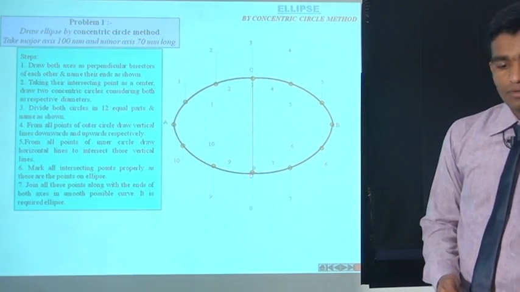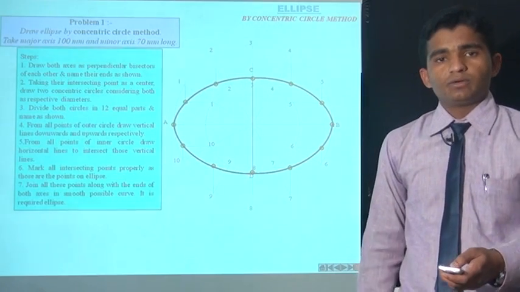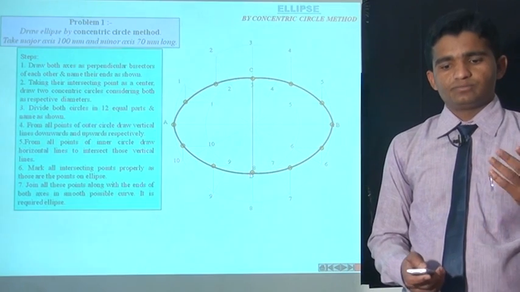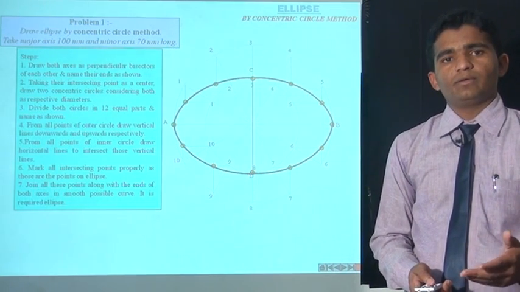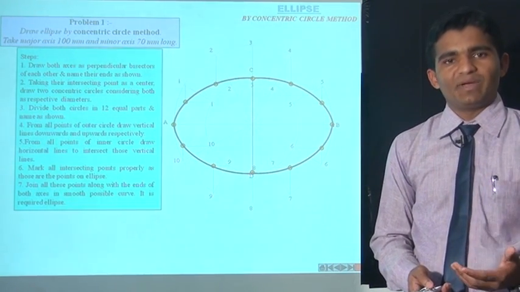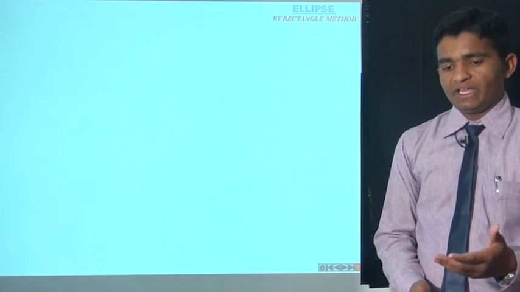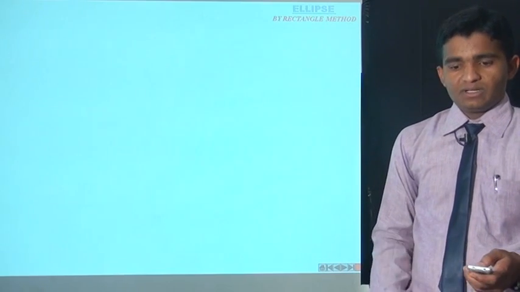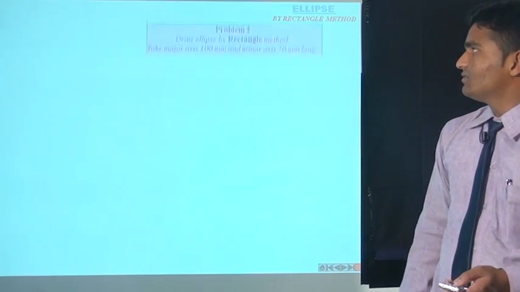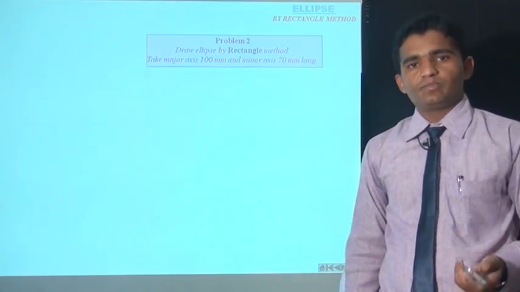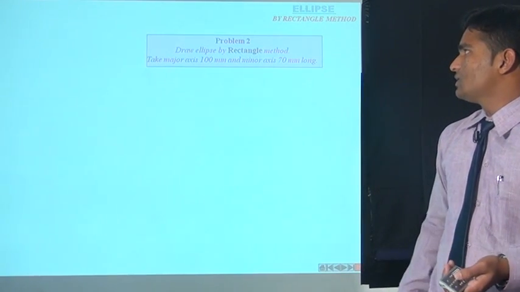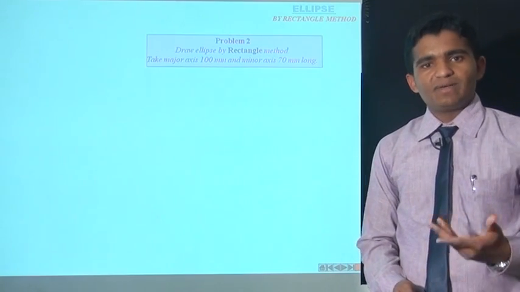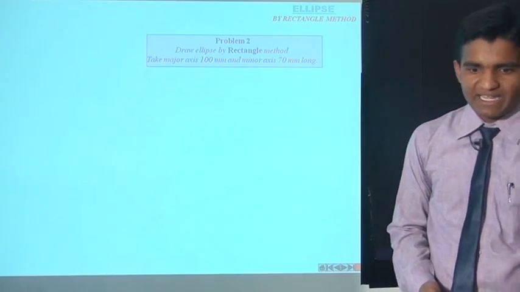Okay, now let's move on to another method of the ellipse, by the rectangle method. For that, consider the same problem as the previous problem. Now draw the ellipse by the rectangle method. Take the major axis 100 mm and minor axis 70 mm.